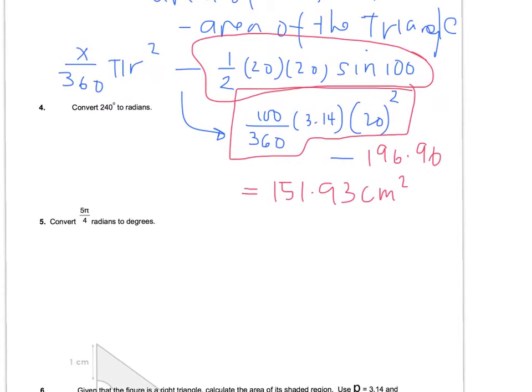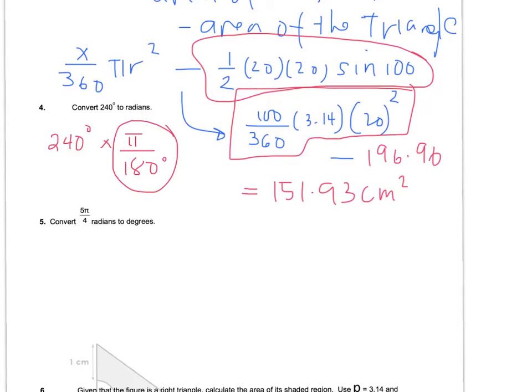Now let's go to conversions. Number 4 is about converting a degree measure to radians. This will not be too difficult because all you have to do is multiply the given measure by pi over 180. The pi over 180 will convert the 240 degrees into radians. There are many ways to approach this. You can do it manually. You can do it through a calculator if you want. Just choose whichever is convenient to you.